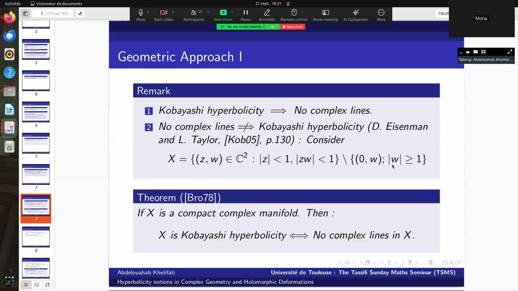Okay. Or let's say complex curve if you want. Okay. Yeah. Is that clear? Yeah. Sure. Thanks.